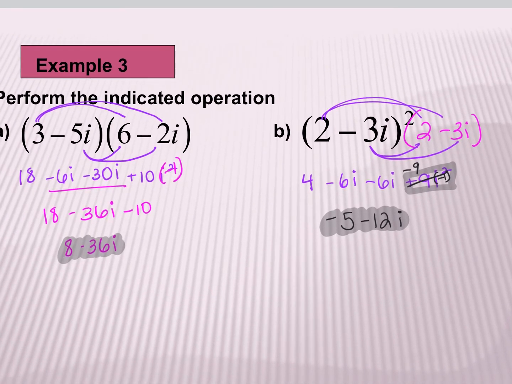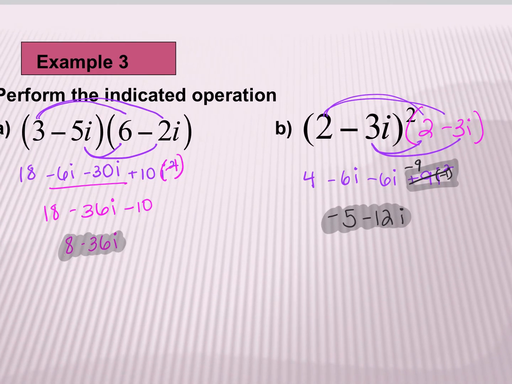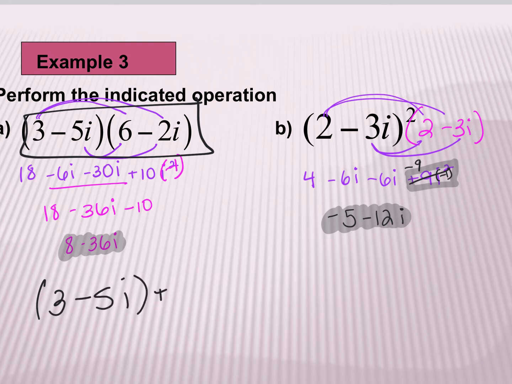Still good. Here's what happens on the quiz that you don't want to happen. People will either take this and add them, like there's a plus in between, or something like that, and multiply them. Don't do that. Okay? Be really, really careful. That stinks to lose credit on something like that.